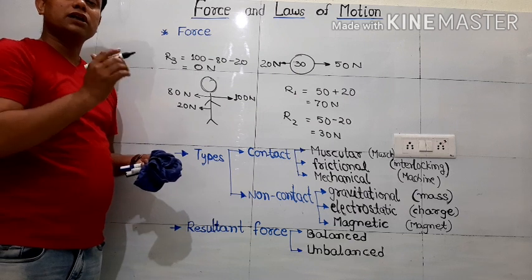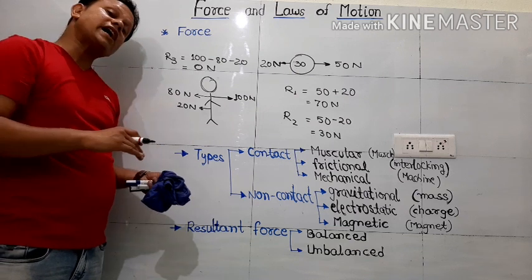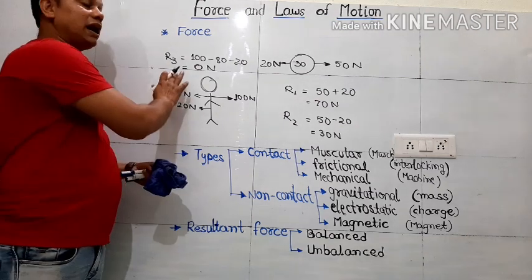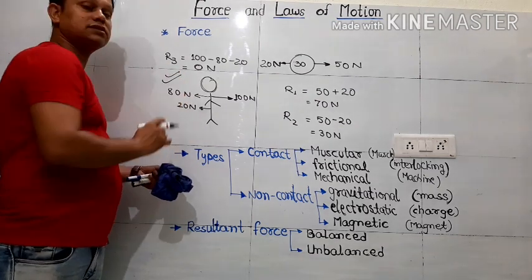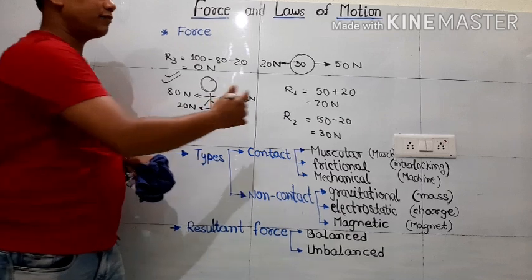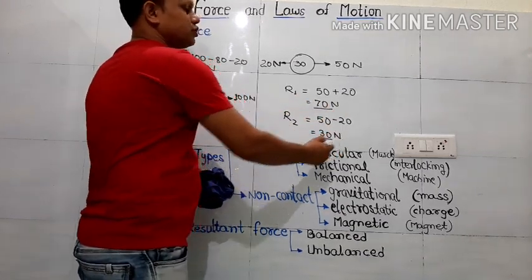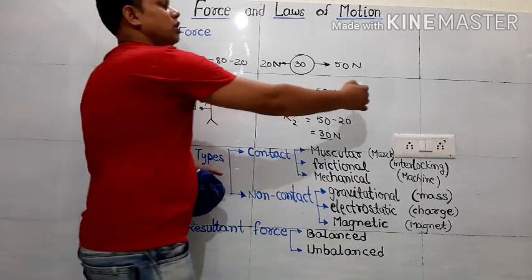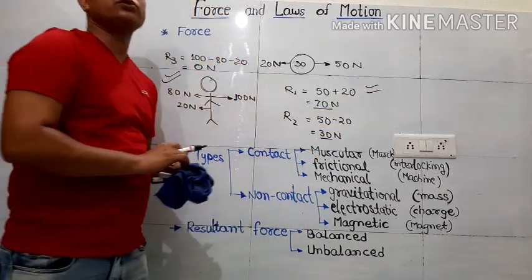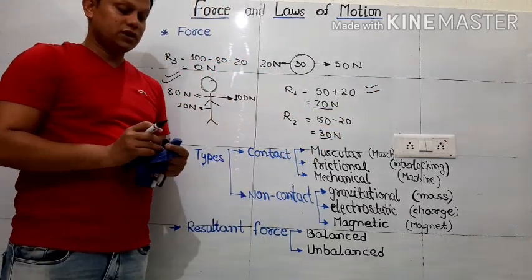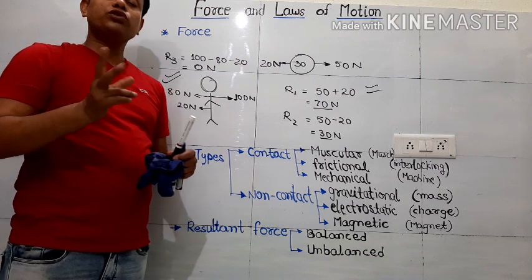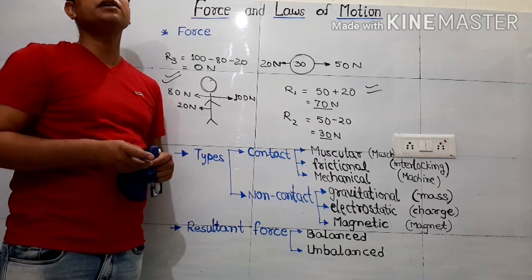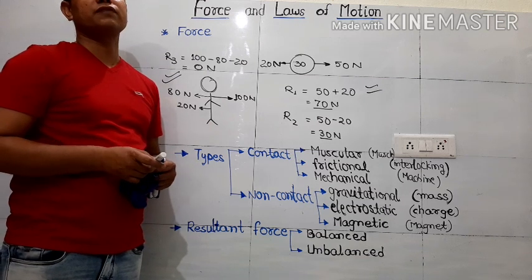So when two or more forces act on a body and the resultant force is 0 Newton, then it is called balanced. So this is the situation of balanced force, and whenever the value is other than 0 Newton, then we call it a situation of unbalanced force. And in nature, in our life, both types of forces are needed. Balanced force is also needed somewhere, unbalanced force is also needed somewhere.